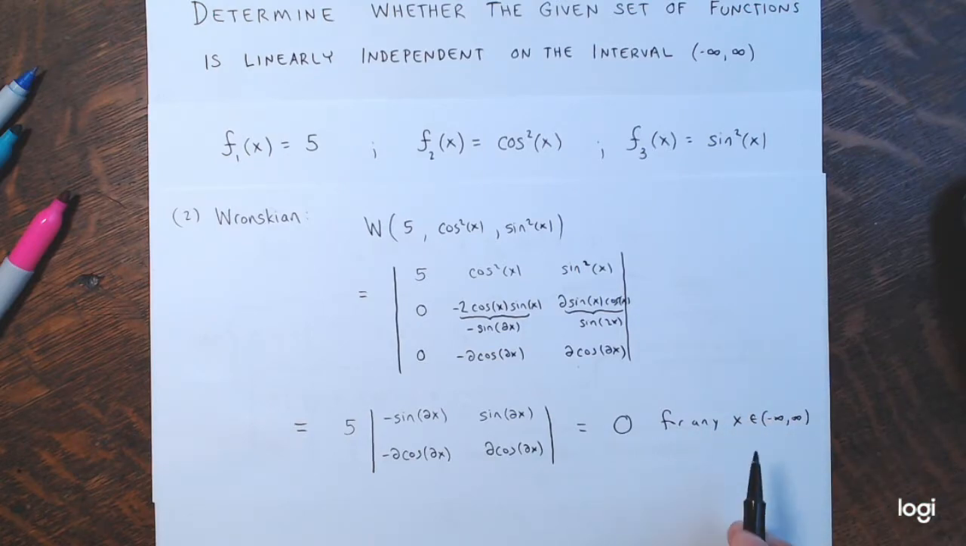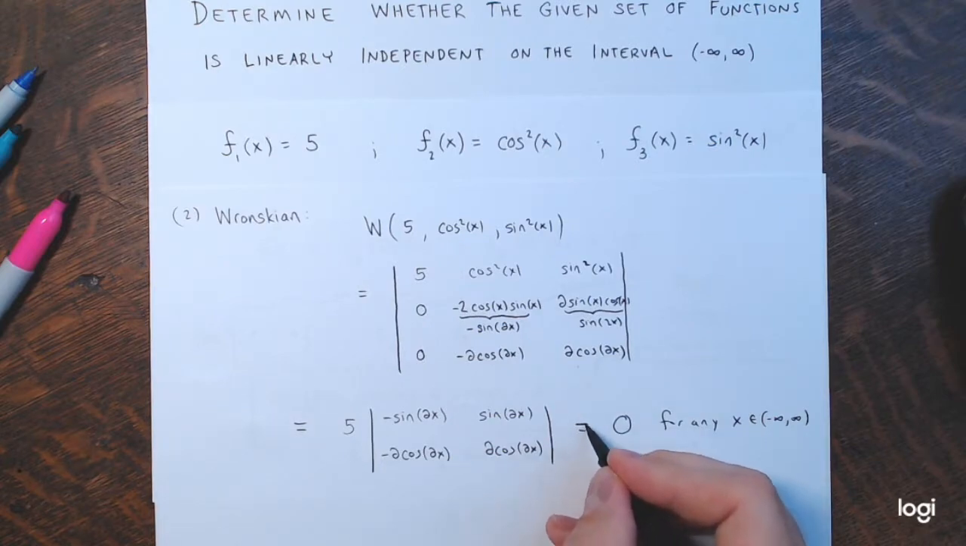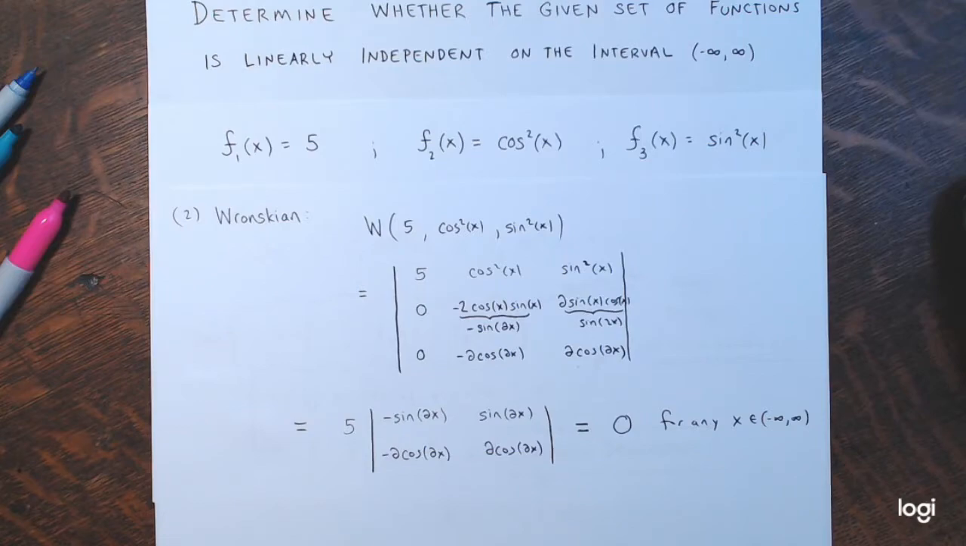But you don't have to show it's 0 for every x. If this determinant is 0 for at least one value in the interval, then the functions are dependent on the interval. All right, so therefore, again, the set of functions is linearly dependent on this interval, as I said in the previous page. Okay, so again, 2 different ways to show dependence there.